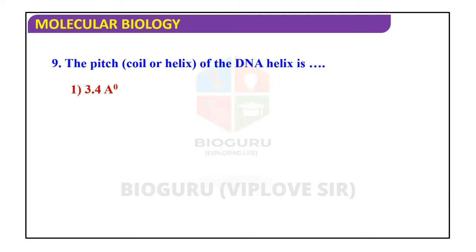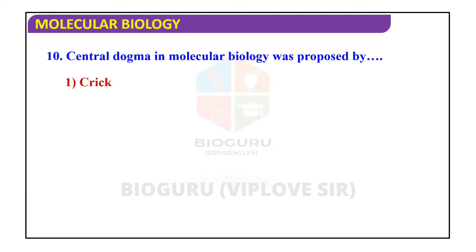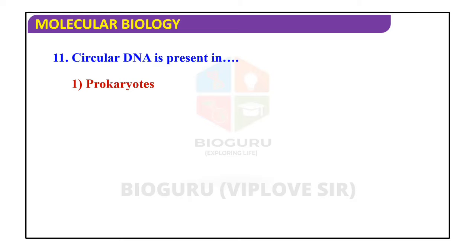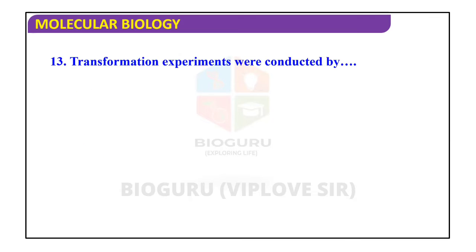The pitch of the DNA helix is 3.4 angstrom, 0.34 angstrom, 34 nanometer or 3.4 nanometer. It is 3.4 nanometer. Central dogma in molecular biology was proposed by Crick, Watson, Seck or Linnaeus. It is Crick. Circular DNA is present in prokaryotes, eukaryotes, viruses or mesokaryotes. Yes, it is prokaryotes. The number of base pairs in nucleosome DNA: 100 base pair, 200 base pair, 300 base pair or 500 base pair. Yes, it is 200 base pair.